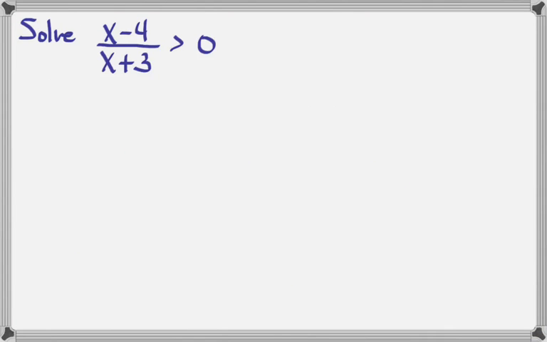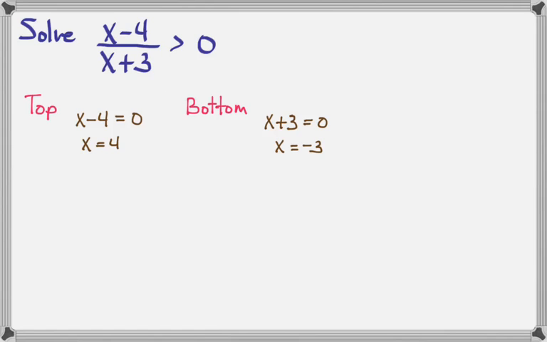So here's our first example. x minus 4 over x plus 3 is greater than 0. So notice that we already have 0 on the right side and all one fraction on the left side. So that's one thing we need to get started. Now the critical numbers are going to be the solutions of the top set equal to 0. So the top critical number is 4. And then the bottom critical number, we set the bottom equal to 0, and that's negative 3.